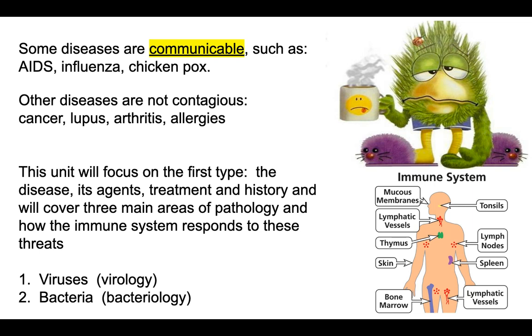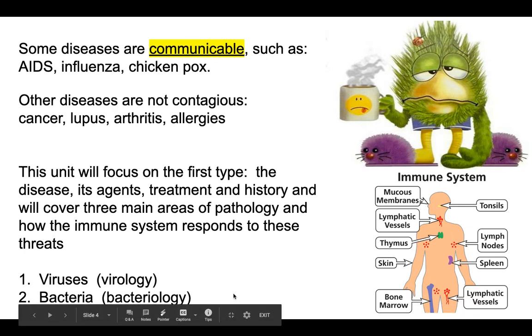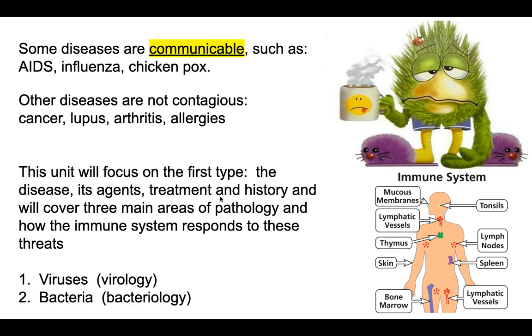Some diseases are communicable, like the flu or chickenpox, meaning that you can pass it on person to person. We'll talk about how in just a minute. But other diseases are not contagious, meaning that you're not going to pass it on to somebody that you're in contact with. For example, if you have cancer or allergies, you're not going to pass that on to the person sitting next to you. Throughout the week, we'll focus on 2 different types, viruses and bacteria. That's all you need to know for now.